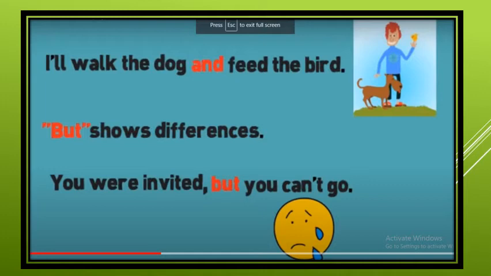Let's have a look at this example. I'll walk the dog and feed the bird. So the boy is going to do two things. He'll walk the dog and he'll feed the bird. But shows differences. You were invited, but you can't go. So there is a difference: the boy was invited, but he can't go there. So that's why but is used.